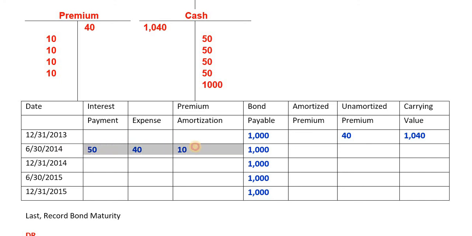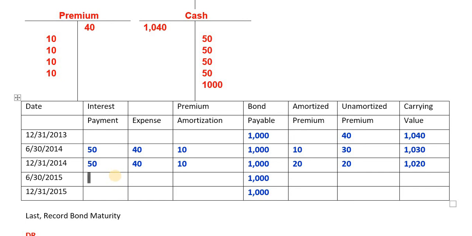So June 30th, there's the payment I made. So what did I do? I amortized $10 worth of premium, which left me $30 to go, and my carrying value is down to $1,030. It's December 31st. What am I going to do? Check for $50. Amortize $10 worth of premium. Expenses $40. We've now amortized $20 worth of premium. We have $20 yet to go, and our carrying value is down to $1,020.